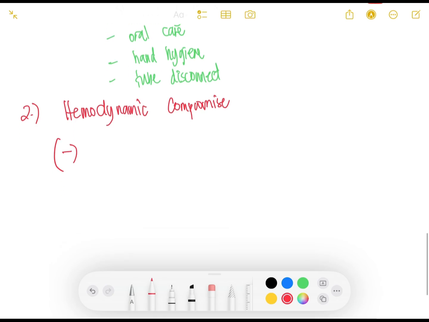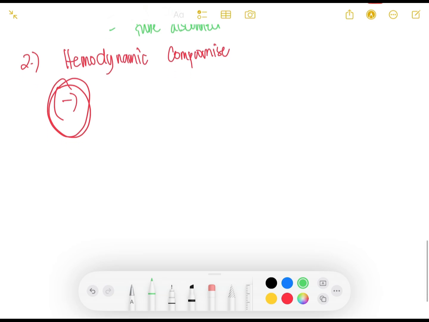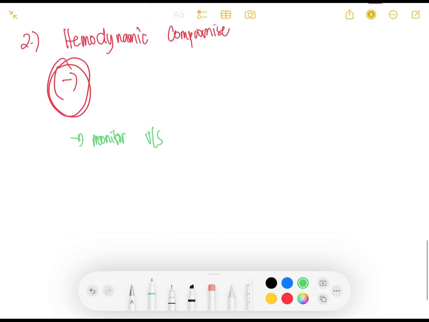Now, if we have patients na nagde-deliver tayo sa kanila ng positive pressure, negative pressure nga yung ginagamit natin for venous return, pag binigyan sila ng positive pressure, pwedeng magkaroon ng problema sa kanilang venous return, sa kanilang blood circulation. So, for patients who are at risk for developing hemodynamic compromise, we always have to monitor their vital signs, especially yung kanilang blood pressure, mga kanilang pulse rate.